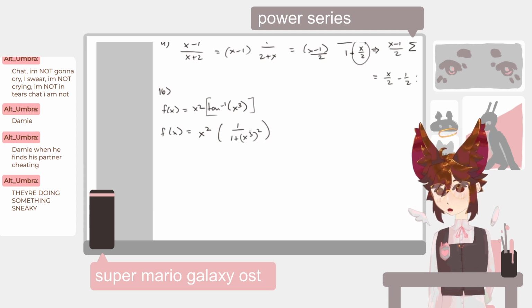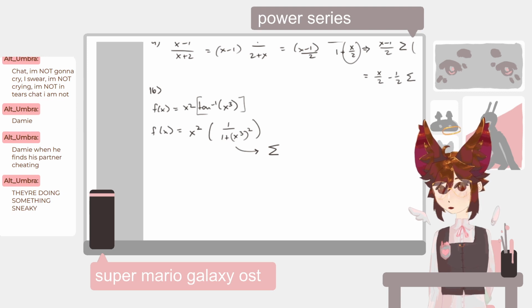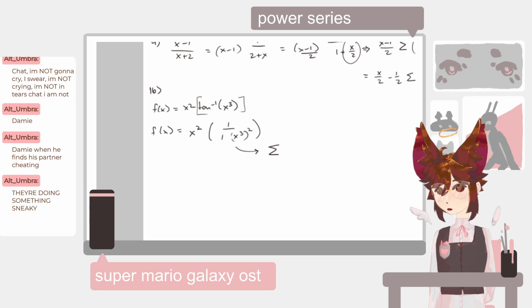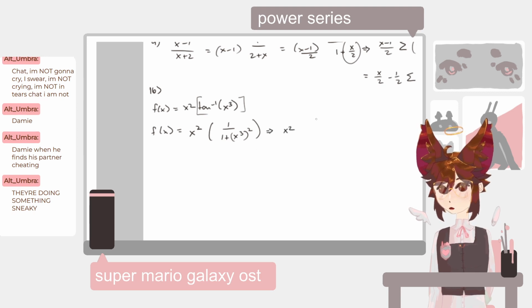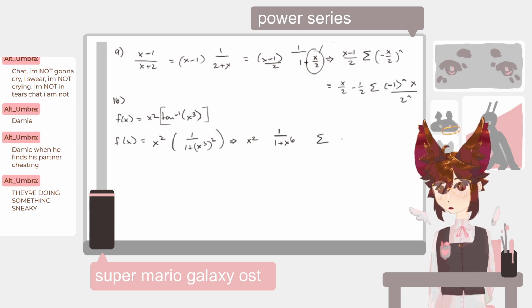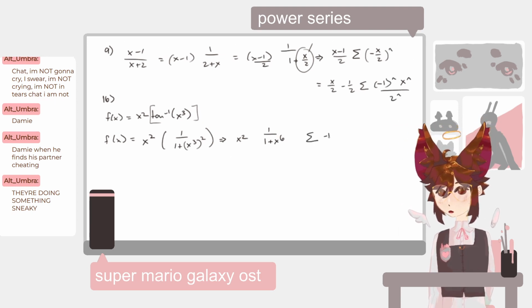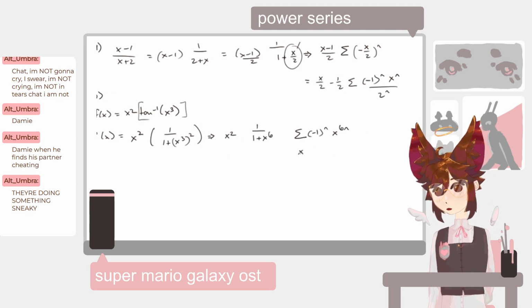Okay, so then this is the power series of... Right, this is a negative... Wait, let me write this out a little bit better. x squared times 1 over 1 plus x to the 6. So this is a power series that's like negative 1 to the n, x to the 6n. So that'll be x to the 6th for n equals 0.